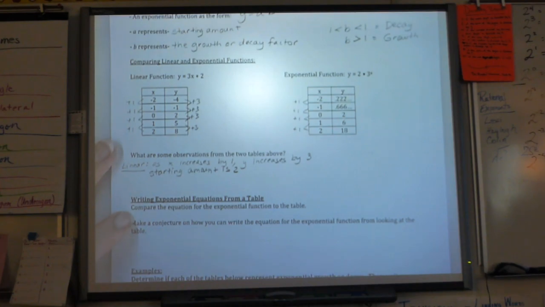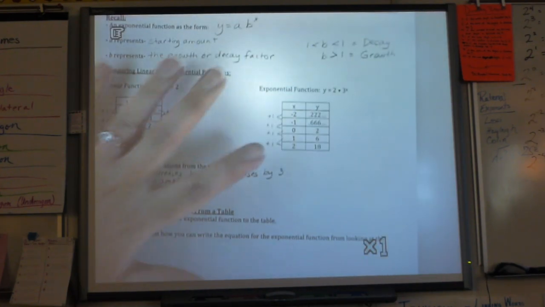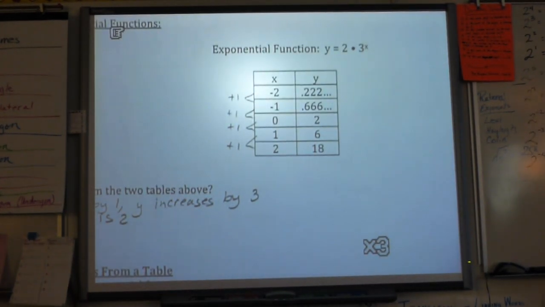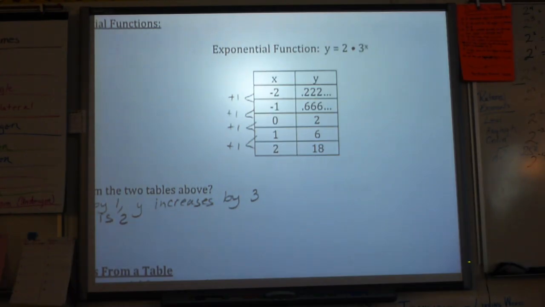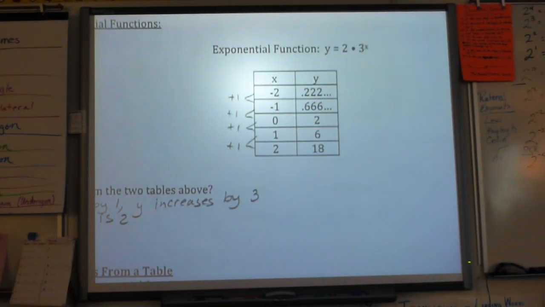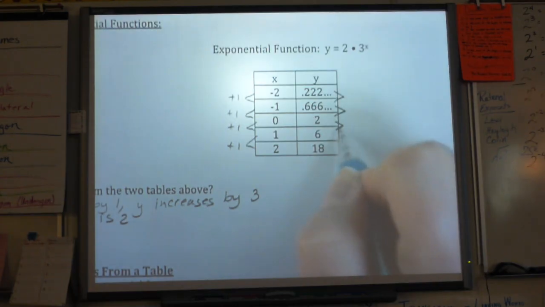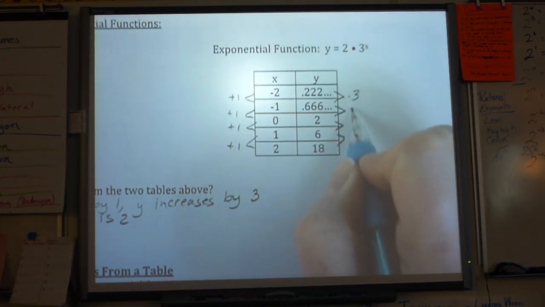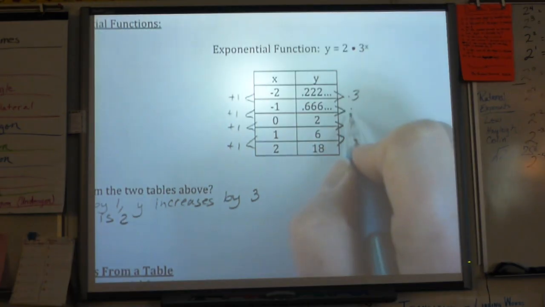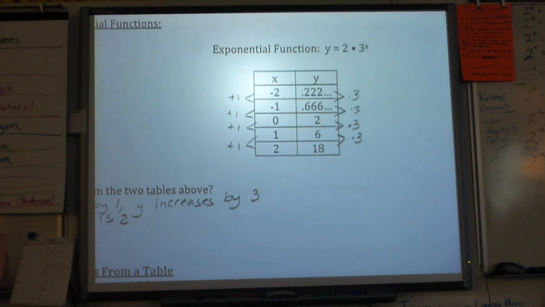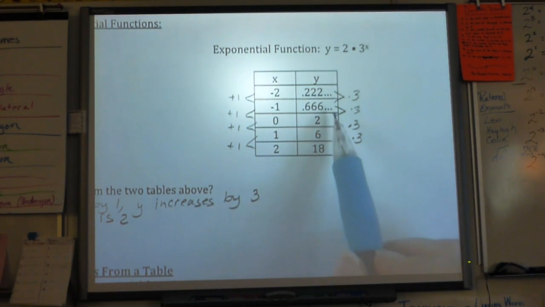Okay, and then let's look at our exponential function. As x increases by a constant amount, so plus 1, plus 1, plus 1, plus 1, what's happening with y? As x increases by 1, what's happening to y, boys and girls? Okay, good. It's being multiplied by 3, I heard you say. That's good. Times 3. Nice job. So let's go ahead and write that down. You see that relationship, right, boys and girls, times 3.